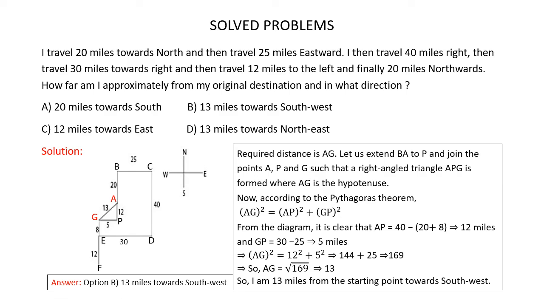So now we have AG squared is equal to 12 squared plus 5 squared, which is 144 plus 25, which is nothing but 169. So AG squared is 169. This means that AG is equal to square root of 169, which is 13. So I am 13 miles from the starting point towards southwest. So the correct answer is option B, 13 miles towards southwest.